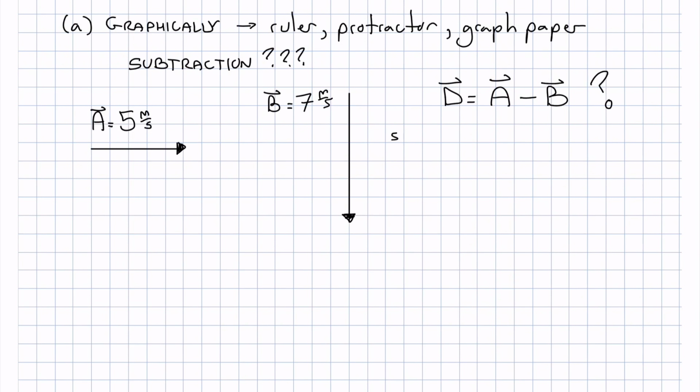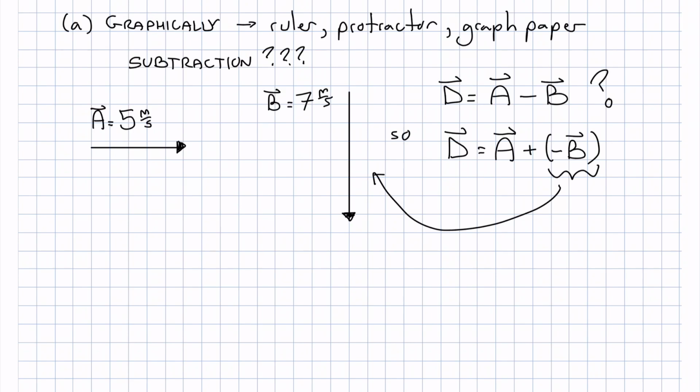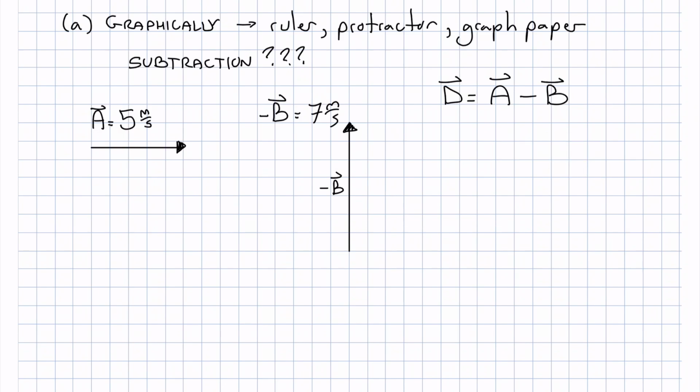Now this is helpful because I could rewrite D equals A minus B instead as D equals A plus -B. So now I can do vector addition with A and -B. So I'm just going to take my B vector here and convert it to -B just by reversing the direction of it. And now I can just do tip to tail vector addition with A and -B. So we'll just do what we did before. And now we have our resultant vector just like we did before.